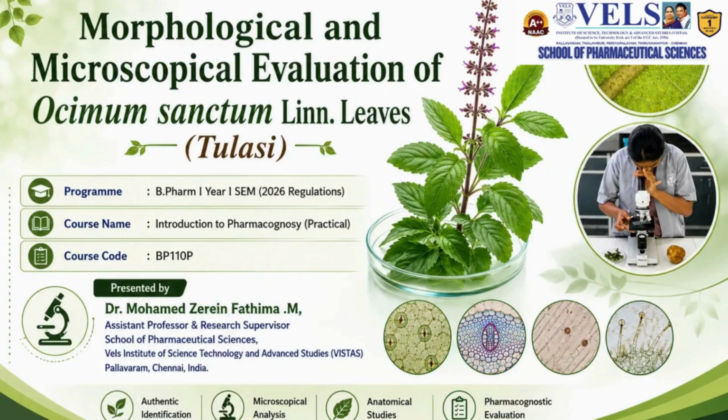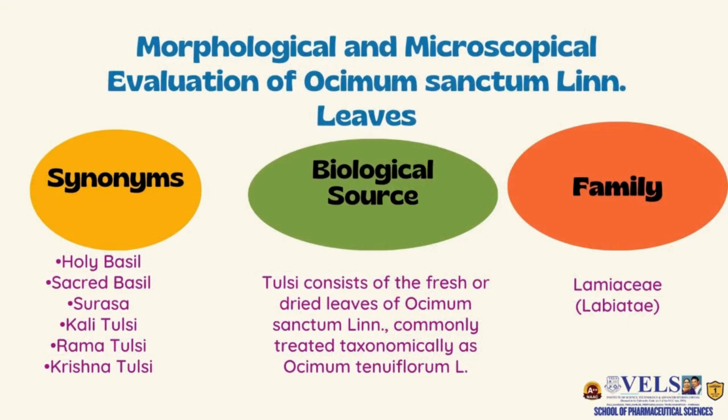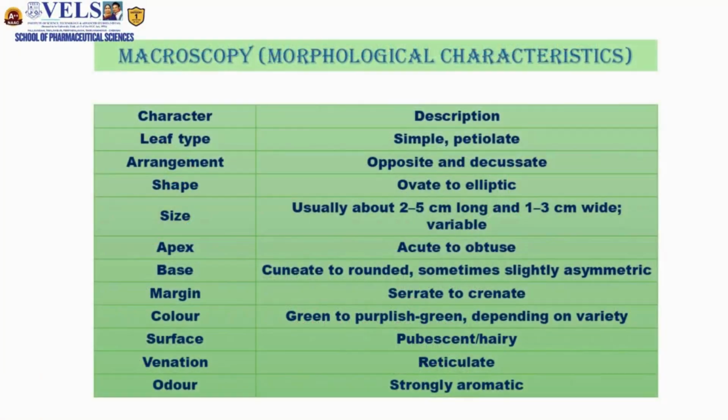Let us begin with the botanical identity of Tulsi. Ocimum sanctum Linn, also commonly referred to as Ocimum tenuiflorum. It belongs to the family Lamiaceae. It is widely known by several common names, including holy basil, sacred basil, Kali Tulsi, Rama Tulsi, and Krishna Tulsi. Pharmacognostically, the drug consists of fresh and dried leaves of the plant.